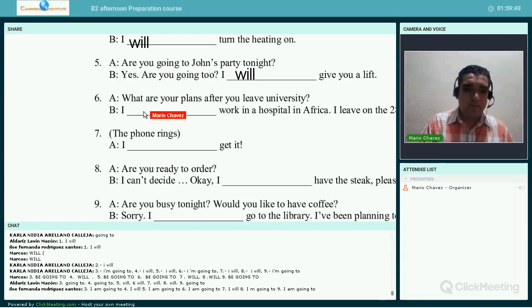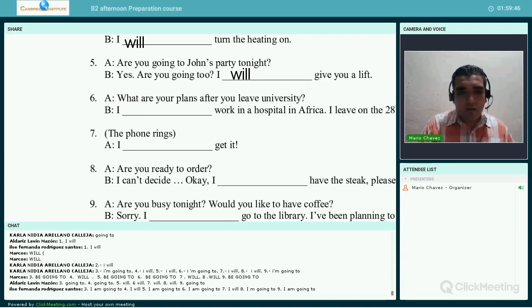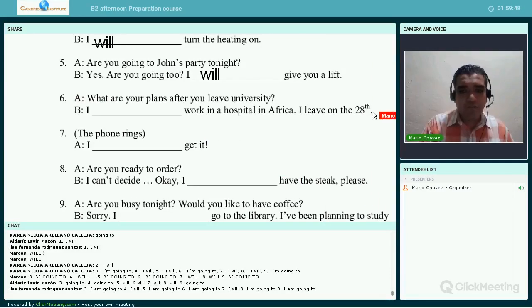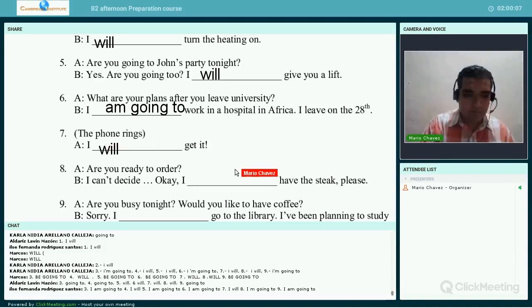Marcus, this is with will. With will, Ilse. Okay. Then, what are your plans after you leave university? Work in a hospital in Africa. Leave on the 28th. So he or she knows she's leaving on the 28th. So it's something planned already, right? So this goes with going to. I'm going to work. The phone is ringing. So since the phone is ringing, I will get it.